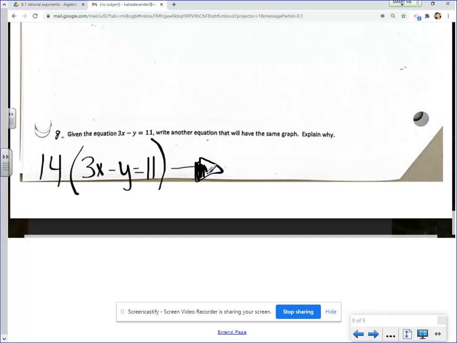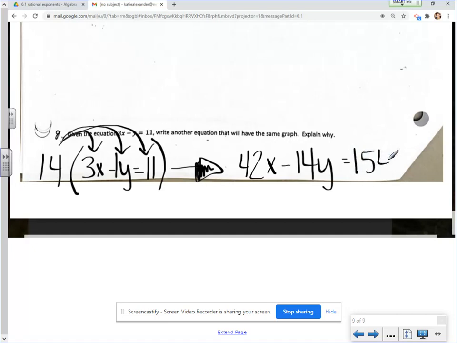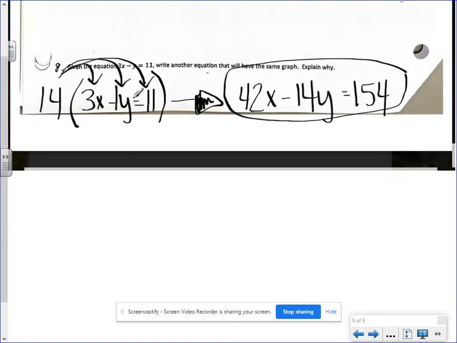So once you multiply it, you need to take 14 times 3. So someone take 14 times 3 and tell me what it is. 42x. This one has a negative 1 in front of it. So what's 14 times negative 1? Negative 14y. And then someone take 14 times 11. All right, so this is the same line as the one they gave us at the beginning because we multiplied all the numbers by the same thing. We multiplied them by 14.